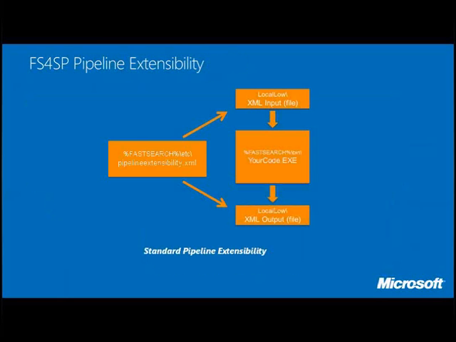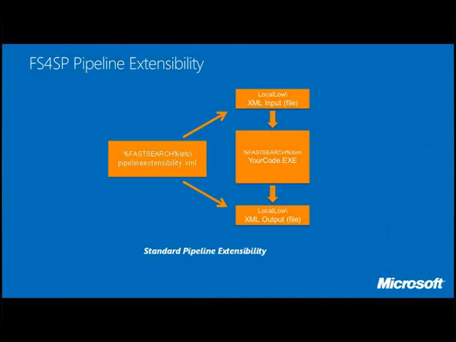So what that model looks like, on the left, this is probably not displaying as well as it could, white on orange, I should have picked a different color. There is a file called pipeline extensibility XML. It's in the FAST Search etc directory. The FAST Search is where your installation is. And what it does is define the inputs and outputs for your extensibility stage.